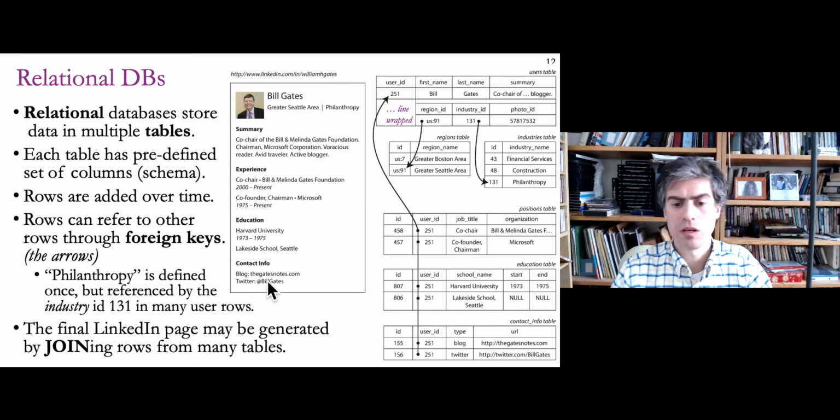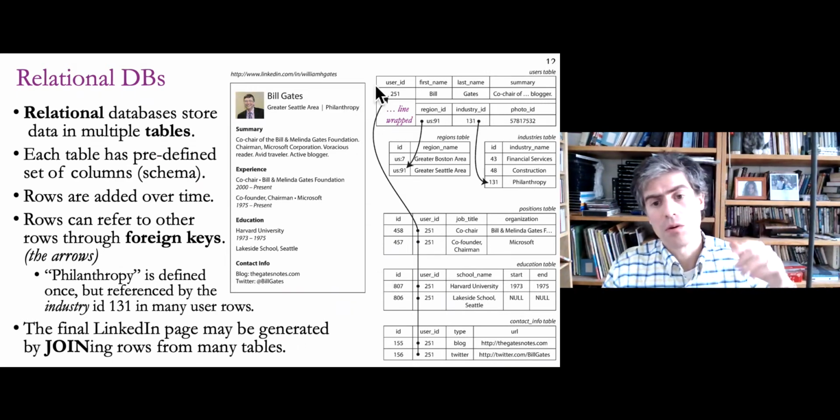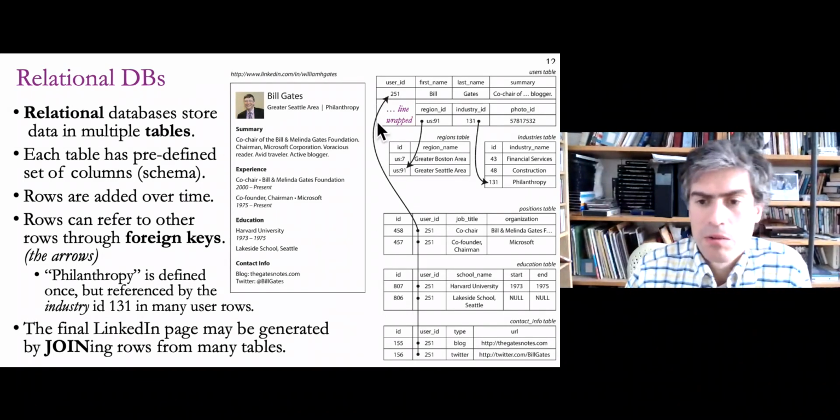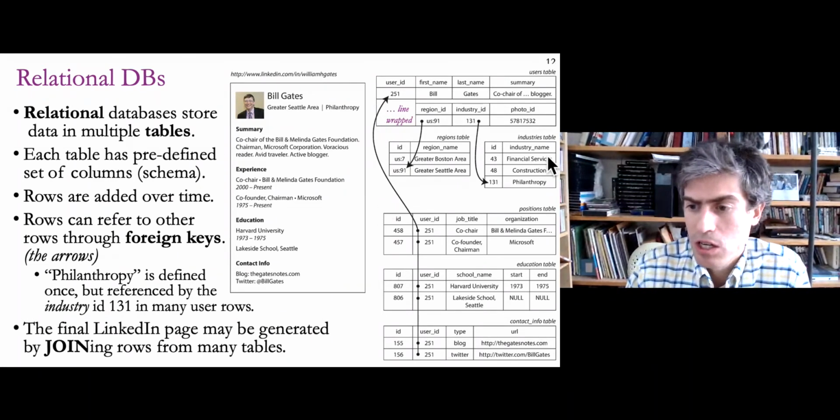So this is showing the LinkedIn page for Bill Gates and all the data for Bill Gates that should be stored for his LinkedIn page. To represent all this information about him, if we were to do it in a relational way, it could be done as shown on the right-hand side.